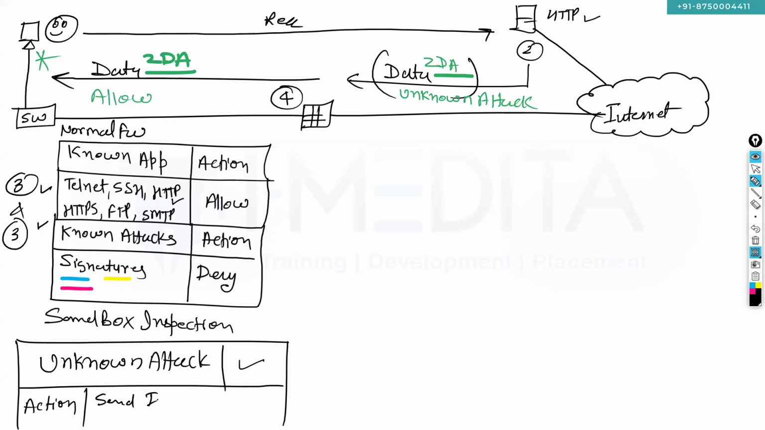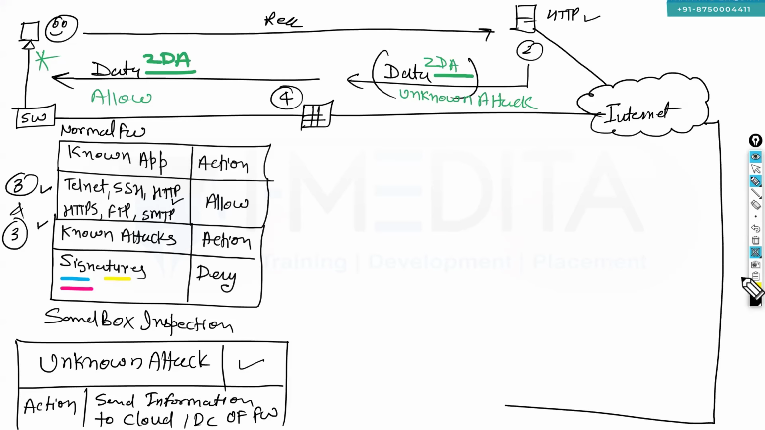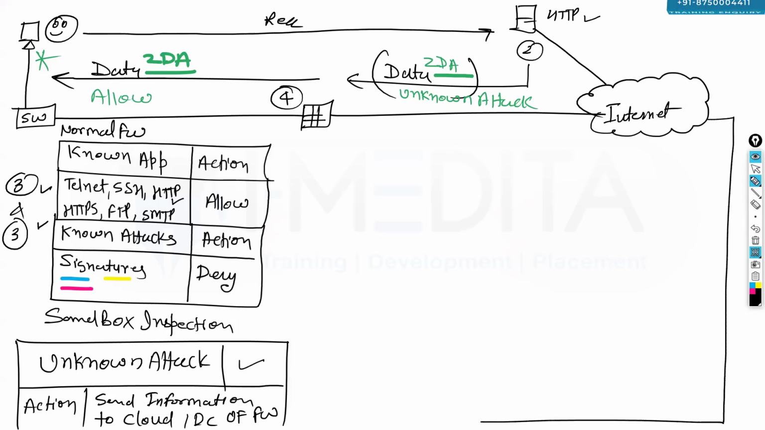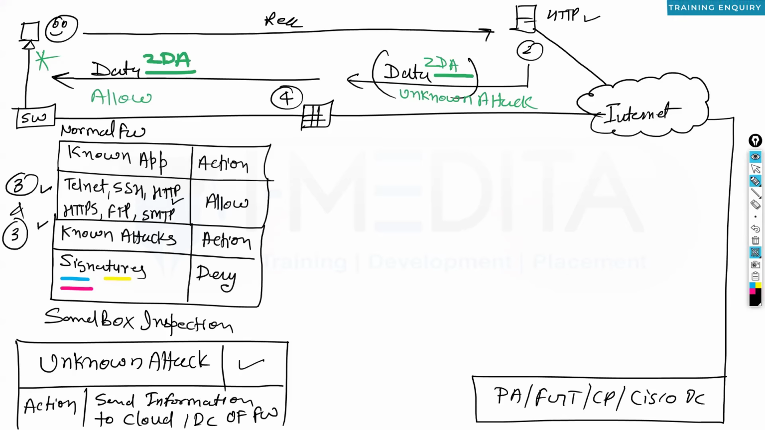send information to the cloud or data center of the firewall vendor. If this firewall belongs to Fortinet, it will send to the data center of Fortinet. Similarly, a Palo Alto firewall will send information to Palo Alto. A Checkpoint firewall will send information to the Checkpoint data center or appliance, and Fortinet will send to the Fortinet appliance or data center. Now, this internet will be connected with the data center of whichever you are using: Palo Alto, FortiGate, Checkpoint, or Cisco data center, or we can say cloud.